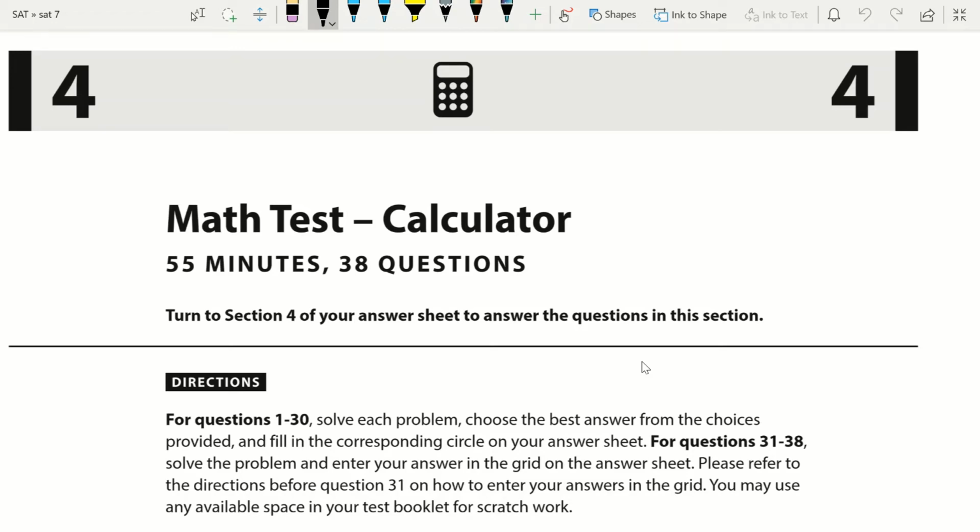Today I'll be taking you through the Math Calculator section of SAT Practice Test 7. I'll be moving efficiently and quickly through this section to give you an idea of how you can improve your speed while maintaining accuracy on the SAT Math Calculator section.